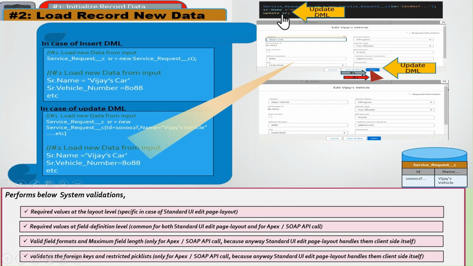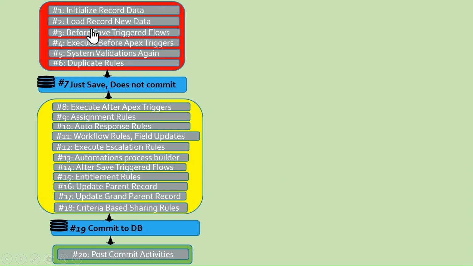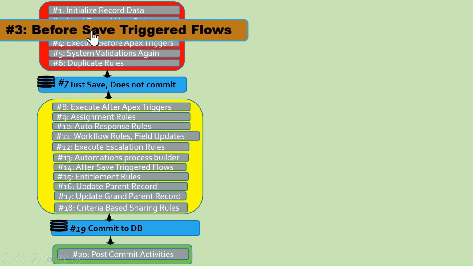And there is a chance that we may assign wrong pick list values for the restricted pick list. That's it. The job of step 2 is done. Now step 3 comes into the picture in the order of execution.